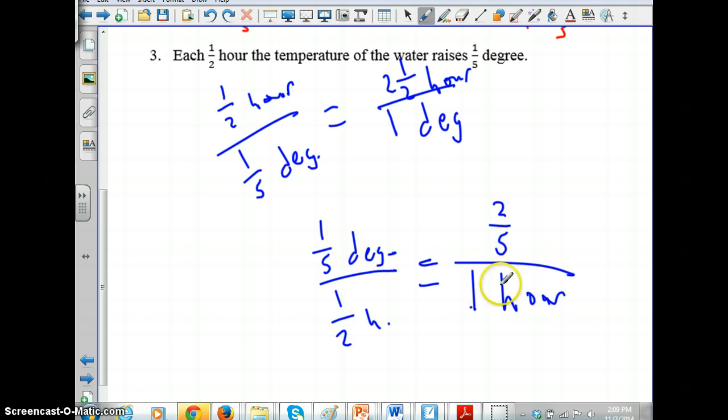So what that's saying is every hour it goes up 2/5 of a degree. So depending on your situation, you may need a different unit rate. You may need to know, all right, it takes 2.5 hours to go up 1 degree, or you may need to know that every hour it goes up 2/5 degree.